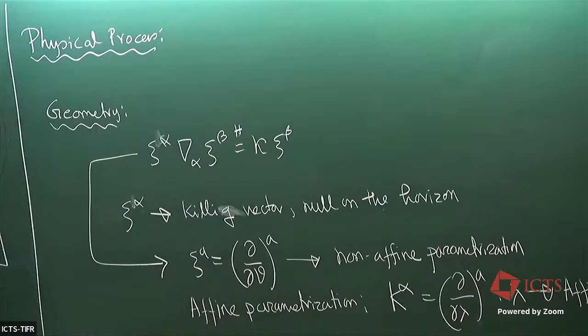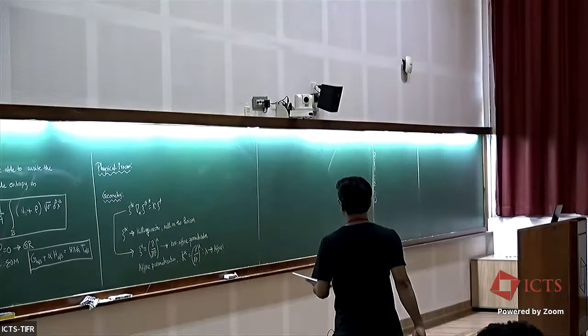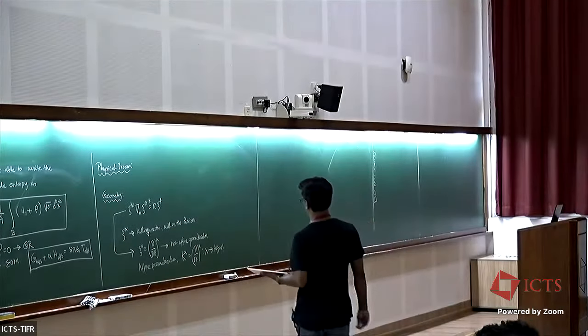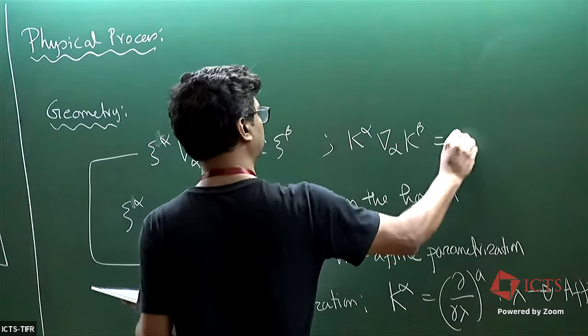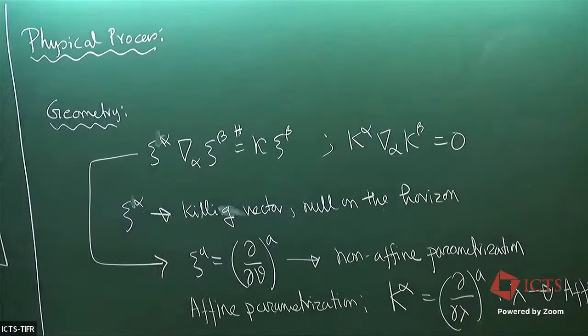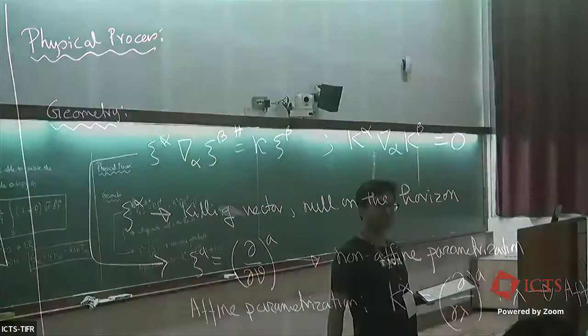So if you do that, now the question is, what is the relationship between lambda and V? Since this is affine, I have the relationship K^α ∇_α K^β must be equal to 0. So this is non-affine, this is affine. There must be a relationship between this affine parameterization and the non-affine parameterization. It's a very simple thing. You can do it in one line by looking at these two equations, how lambda is related to V. I will give you the direct result.